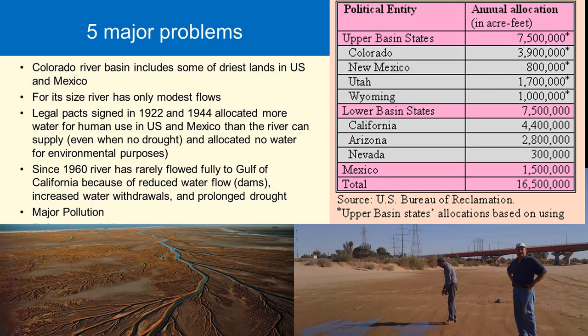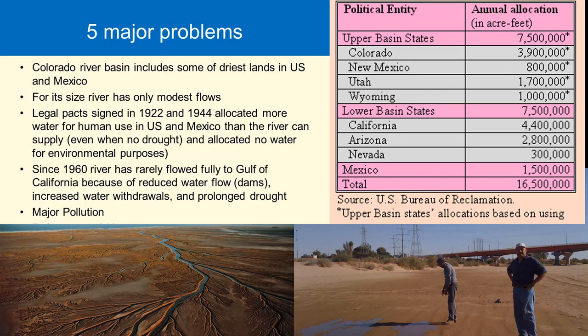California, Arizona, Nevada, and Mexico, which is supposed to get 1.5 million, for a total of 16.5 million acre feet. The problem is the river rarely ever gets that much water. The legal pacts were signed in 1922 and 1944, allocating more water for human use in the United States and Mexico than the river can actually supply, even when there is no drought, even when they quote-unquote have normal rainfalls. And it allocated no water for environmental purposes.